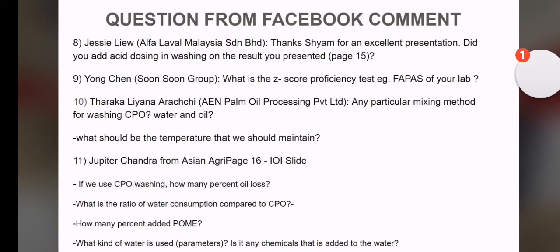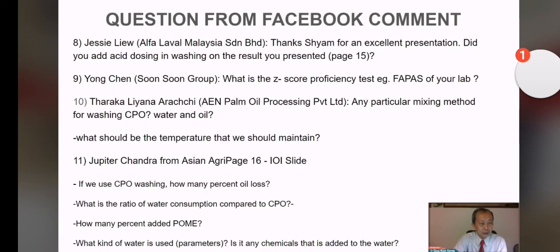From AEN Palm Oil Processing. Any method for washing CPO, water, and oil? I don't know whether this is a general question or not. What should the temperature be that we maintain? I think this is already answered then. Maybe we should skip that.